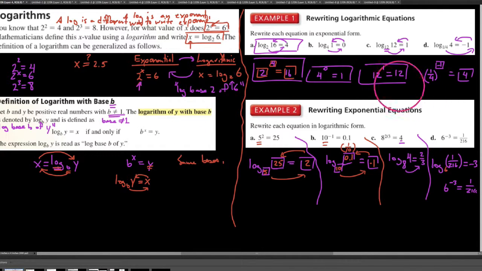So this is how we would write back and forth between logarithmic and exponential forms. That's going to play a key role in doing all the tasks that we need to do going forward.